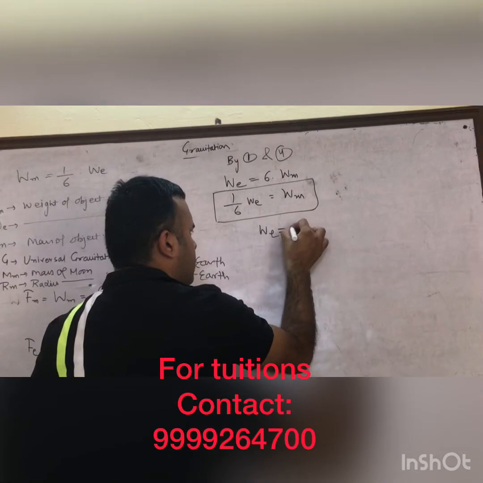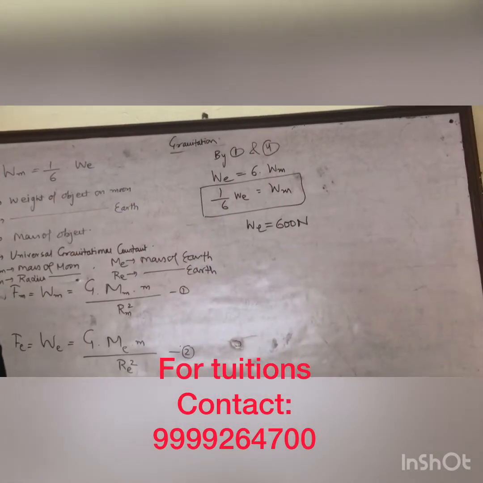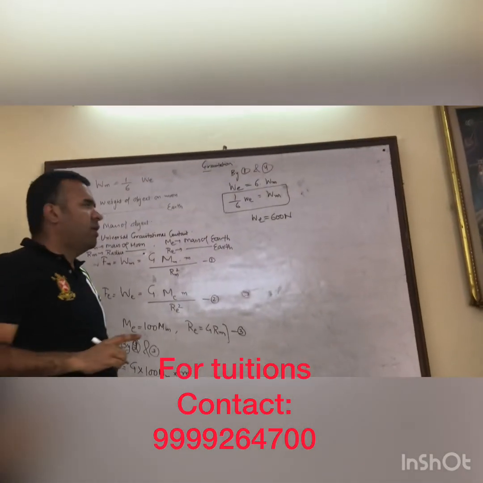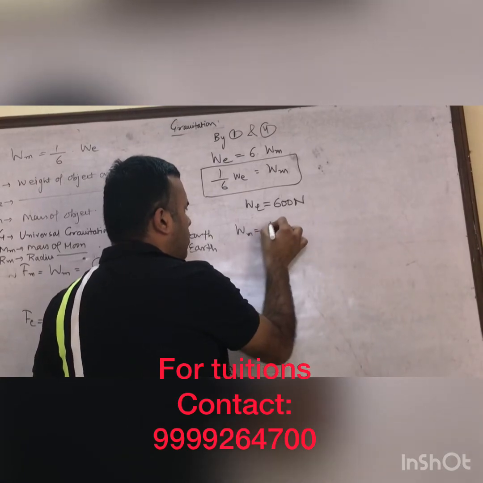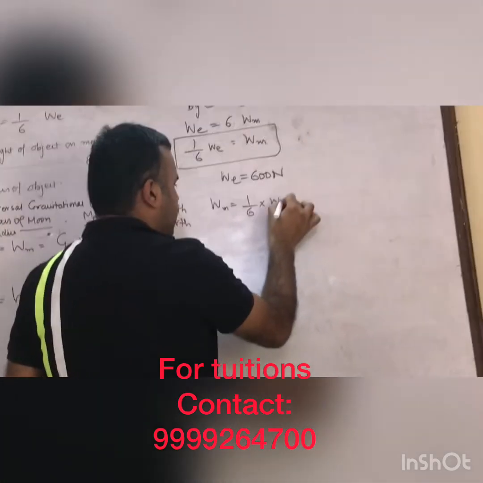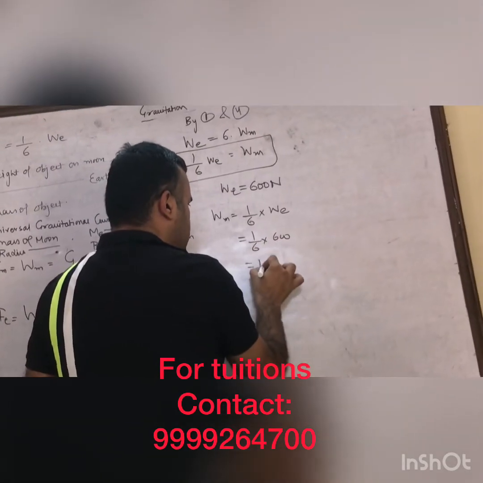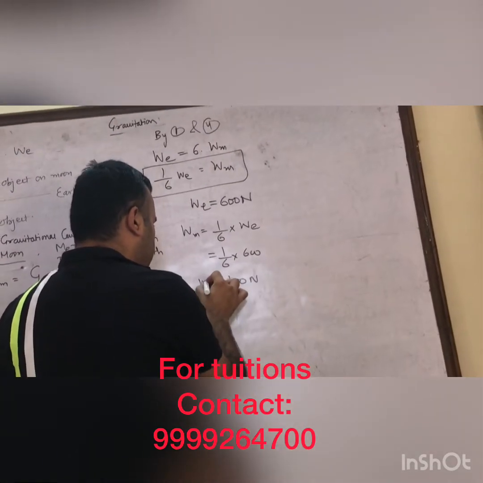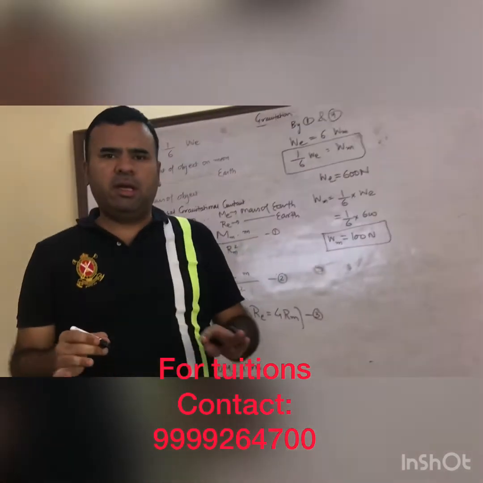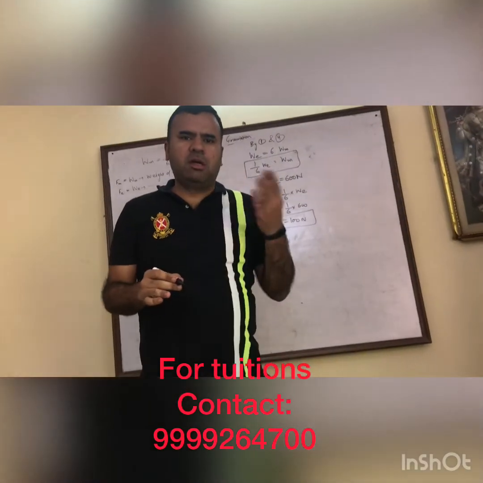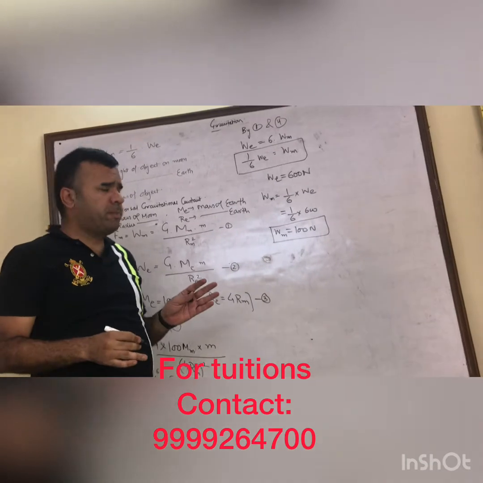I'll give you one small example. Suppose my weight on earth is 600 Newton. Please keep that thing in the mind. Weight is in Newton, mass is in kg, right? Weight is 600 Newton. What would be my weight on moon? Simply it is 1 by 6 as that of weight on earth. So answer is 100 Newton. Students, in this session we are doing only derivations. In my next videos we'll discuss numericals of gravitation as well.